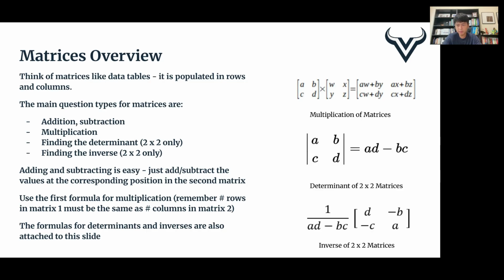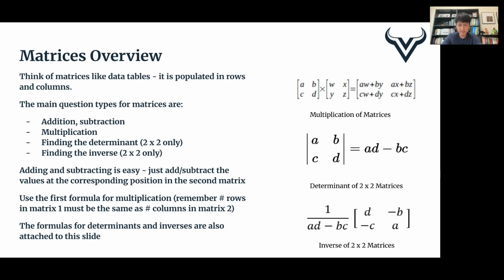For the top left term in the resulting matrix, it's just a times w plus b times y. For the top right, it will be a times x plus b times z. For the bottom left, it will be c times w plus d times y. For the bottom right, it's cx plus dz.